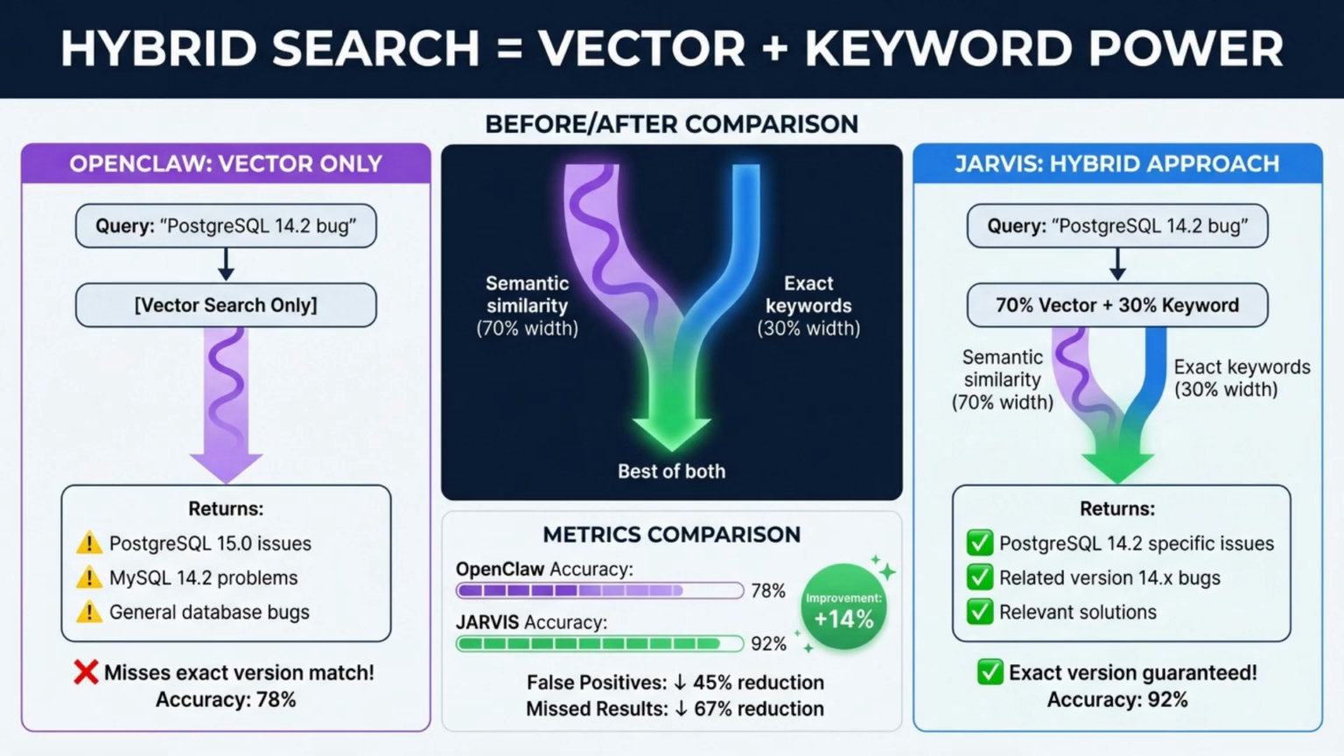JARVIS, our own OpenClaw-like development, made Layer 2 even better. Number 1, JARVIS improves the search mechanism by using hybrid search. OpenClaw used pure vector search, great for semantic similarity, but misses exact keyword matches. JARVIS combines both, 70% vector search, 30% keyword search. If you search PostgreSQL 14.2 bug, for example, the vector search finds related database issues, and the keyword search ensures exact version matches are found. Best of both worlds. This is more accurate retrieval.